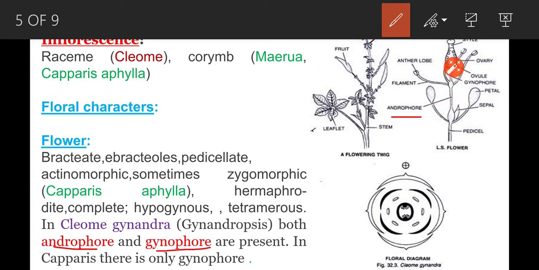Next, coming to gynophore. In between the androecium and gynoecium, a disc-like structure is present. This disc-like structure is called gynophore. In some plants like Cleome gynandra, both androphore and gynophore are present. Such a condition is called gynandrophorous condition. That means both gynophore and androphore structures are present. Such flowers are called gynandrophorous flowers.